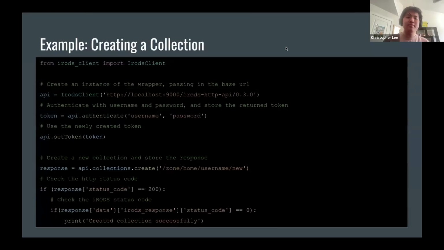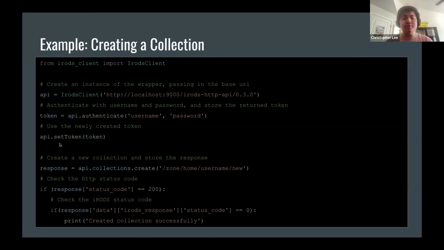And so with all of that, this is how you actually use the wrapper. So the first thing you do after you import it is you create an instance of the wrapper, passing in the base URL of the iRODS server that you are trying to hit as the parameter. And once you do that, you can then authenticate using your credentials. So you call the authenticate function with a username and a password, and that function will return a token to you. Now, the first time you call it, it will set the token for you if it knows that there's no token set. But this is where the set token comes in.